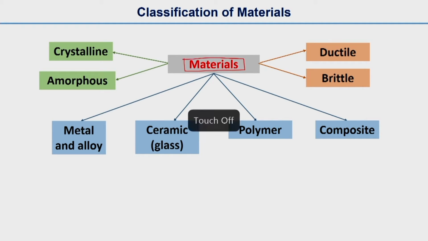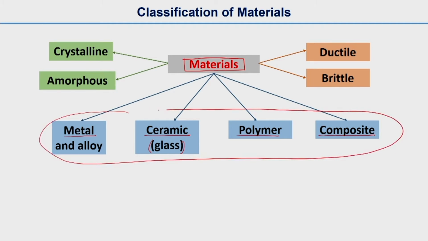So we know that the common classification of materials is metals and alloys, ceramics, which includes the classes as well, and then polymers and composites, which is a combination of two or more of these three classes: metals, ceramics and polymers. So this is one classification, and another classification is ductile and brittle, depending on the mechanical behavior of the material. And the other one is crystalline and amorphous.